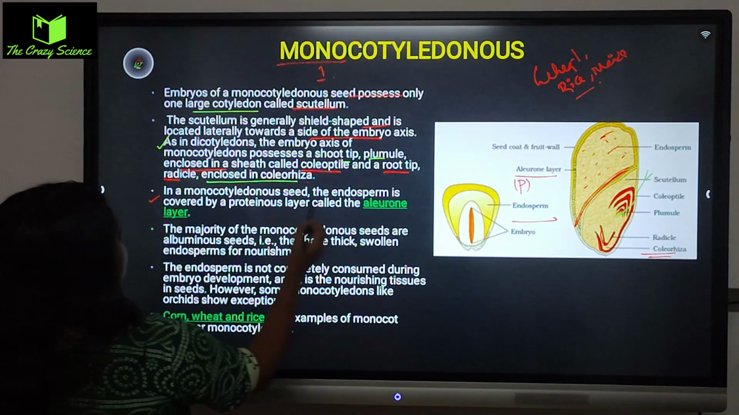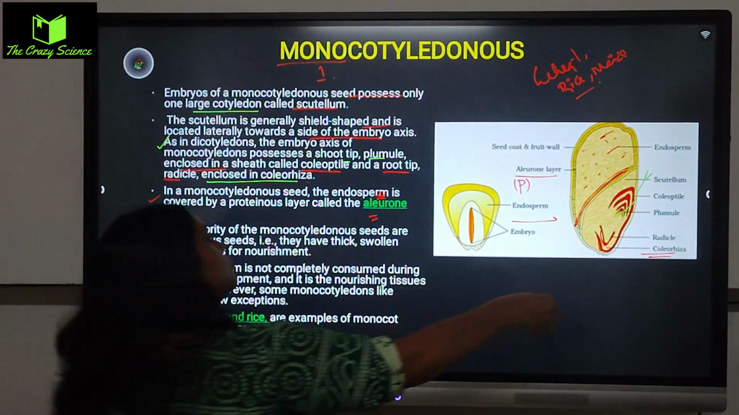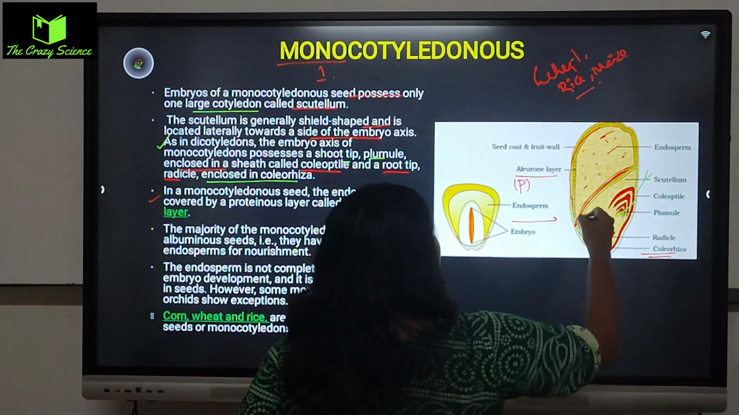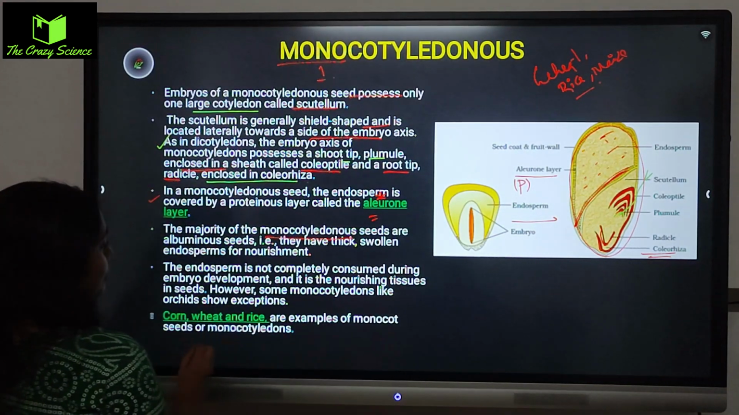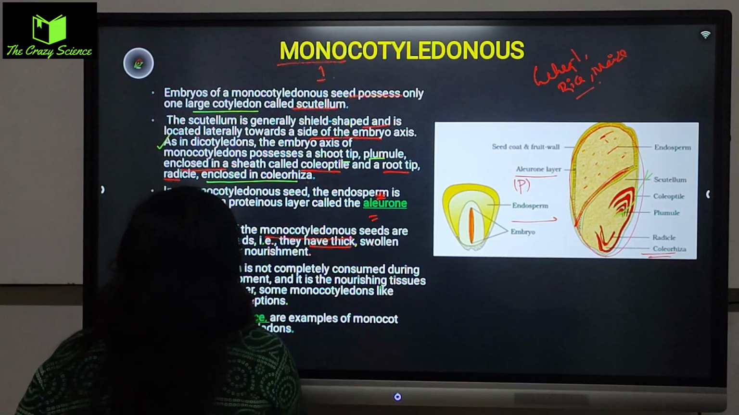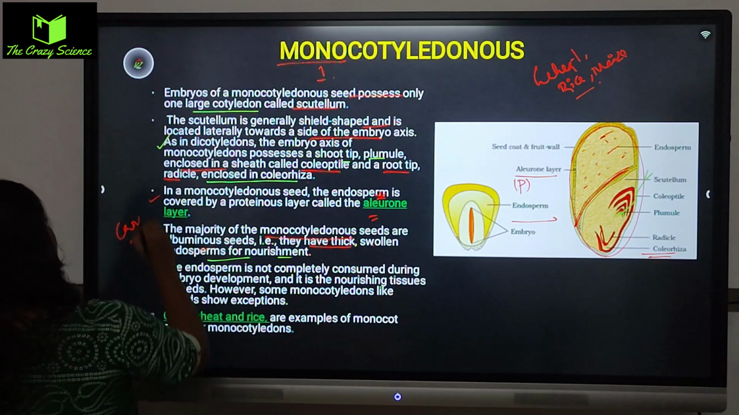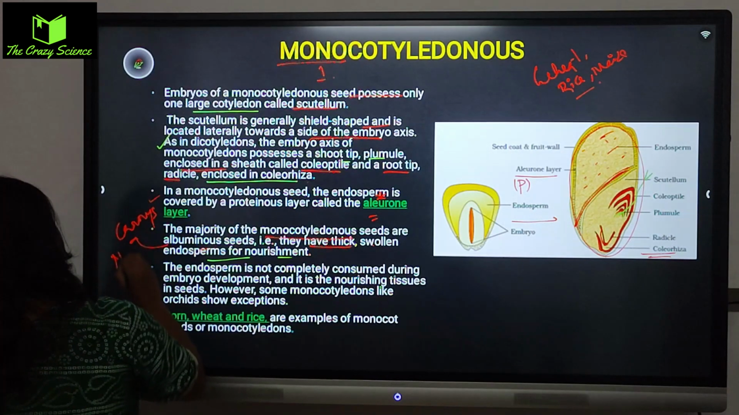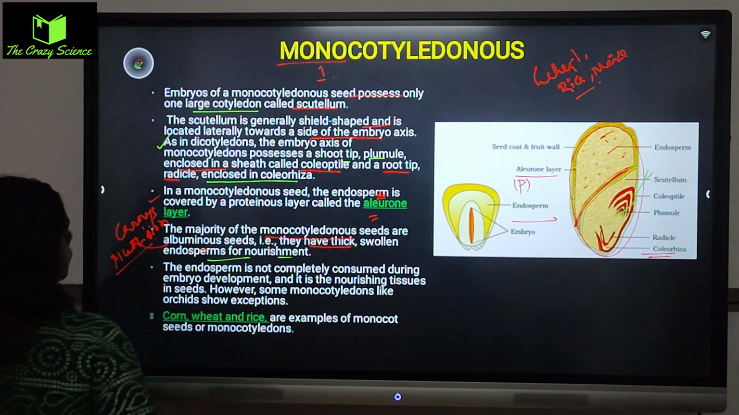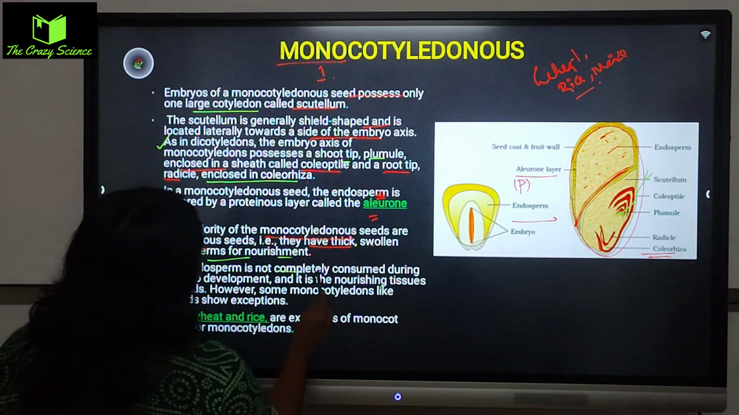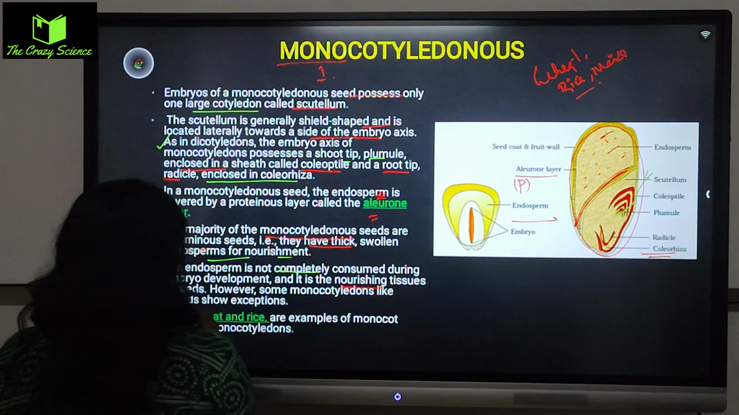So in the monocotyledonous seed there is an aleurone layer, a protein layer, which provides nutrition to the whole seed. This is how they are situated. The majority of the monocotyledonous seeds are albuminous and they have a thick and swollen endosperm. Albuminous means they are carrying nutrition. And the endosperm is not completely consumed during embryo development. It is nourishment tissue in seeds.